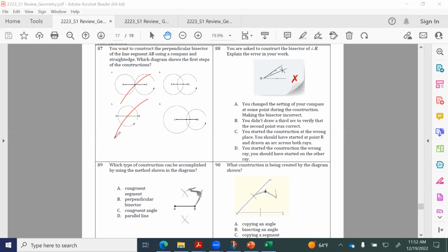Which one do you think it is? B or D? B. You know why it's B? These circles are the same size. On here, that means we use the same setting from point B and the same setting from point A, so that both of these points are equidistant from A and B. So both of those have to be on our perpendicular bisector. Since these circles are not the same size, that would not be our perpendicular bisector. So B is the correct answer.